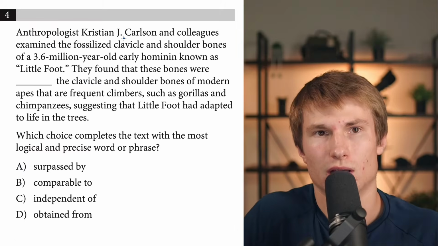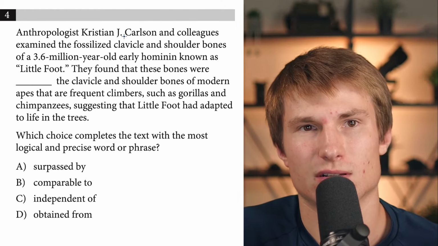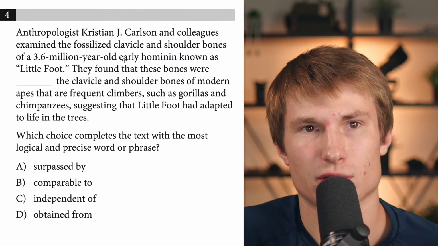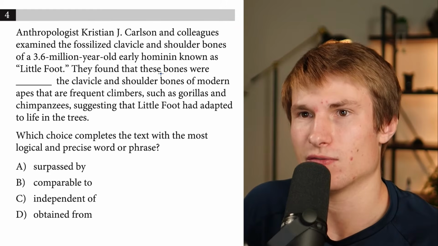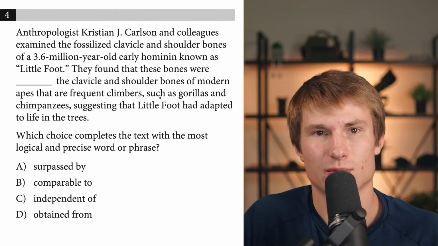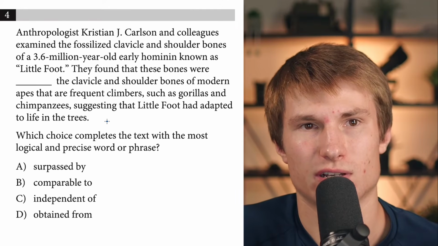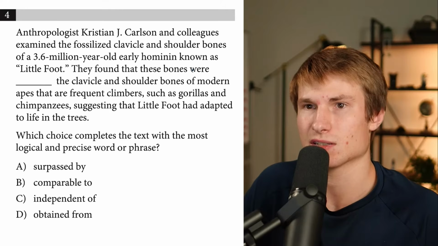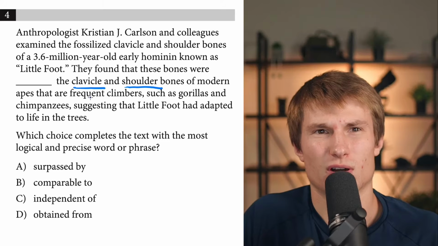Question 4. Anthropologist Christian J. Carlson and colleagues examined the fossilized clavicle and shoulder bones of a 3.6 million year old hominin known as Littlefoot. They found that these bones were blank the clavicle and shoulder bones of modern apes that are frequent climbers, such as gorillas and chimpanzees, suggesting that Littlefoot had adapted to life in the trees. Okay, in this case, we would be basically stating that they were similar or maybe possibly identical to the clavicle and shoulder bones of modern apes that are frequent climbers, or maybe they were sort of before that.